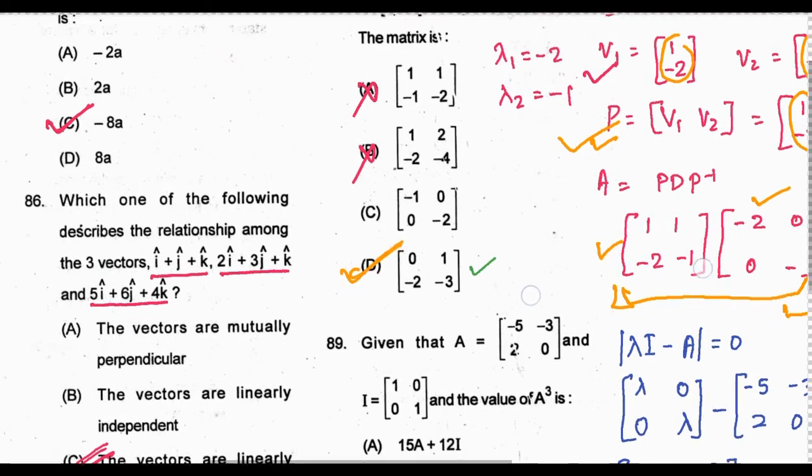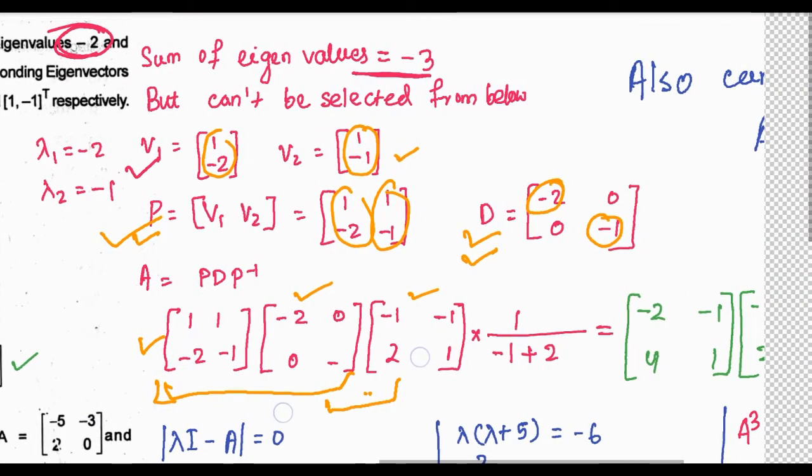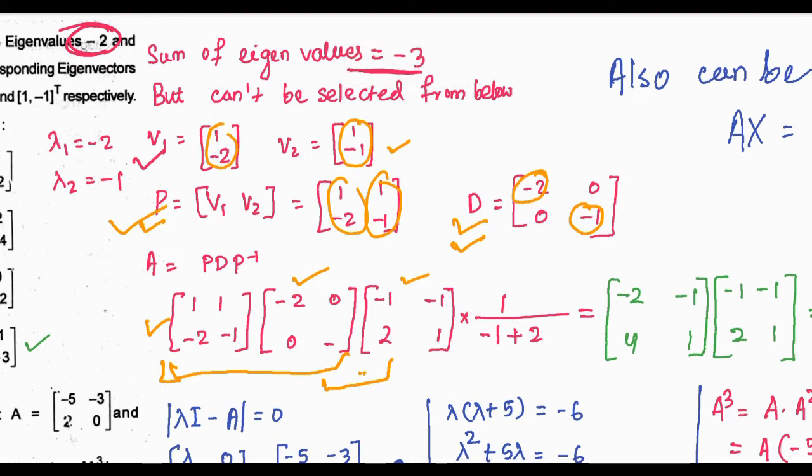So you can use this diagonalization method. And what is important here? What is the P matrix, what is the D matrix, and what is the A matrix? The P matrix is the matrix containing the eigenvectors, and the D matrix is the diagonal matrix containing the eigenvalues as the principal diagonal elements. And the A matrix is P D P inverse. So this is the complete solution.